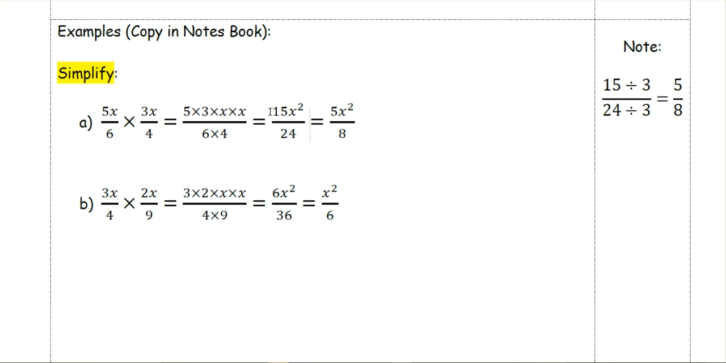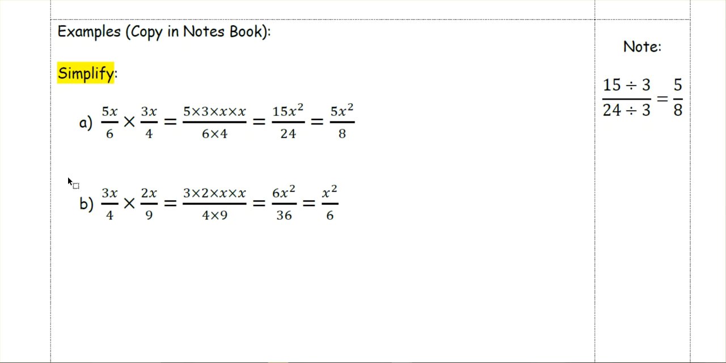The last step is to simplify the fractions. So we look for a number that goes into 15 and 24. So 3 does. So if you look over here, 15 divided by 3 is 5. 24 divided by 3 is 8. So for here, 15x squared over 24, we get 5x squared over 8.